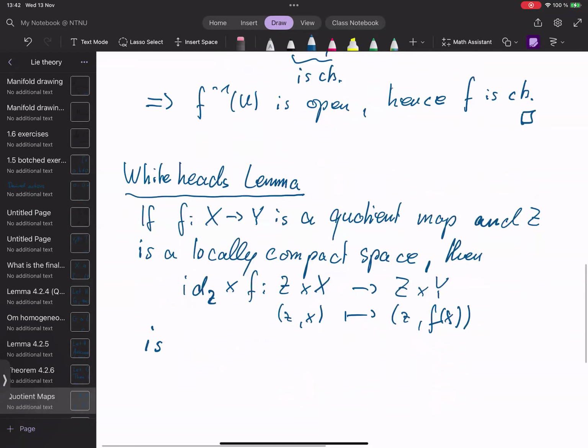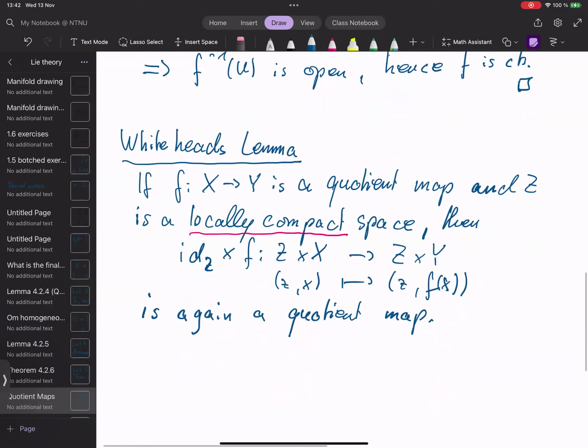is again a quotient map. Right. And so the important thing here is that this really uses local compactness of the space. We are not going to prove this statement.